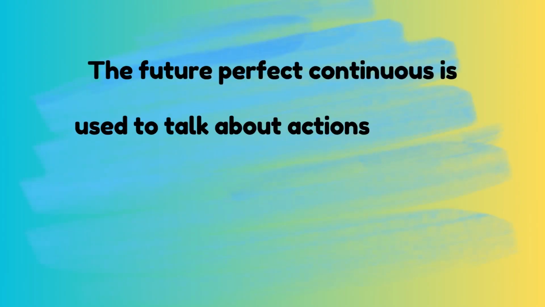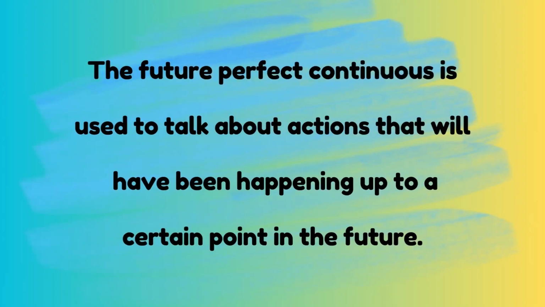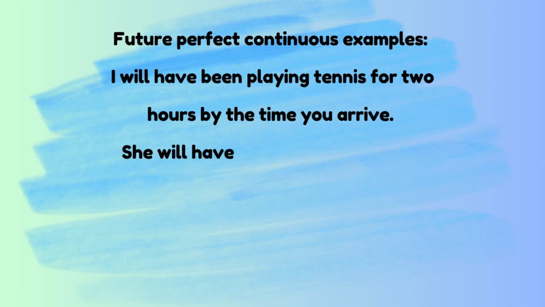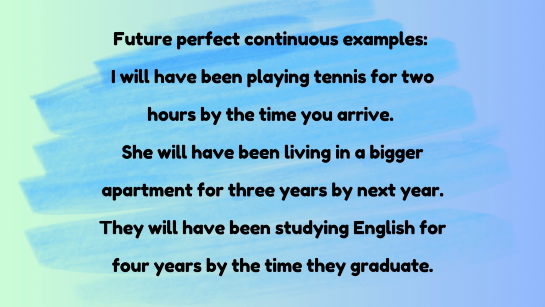The future perfect continuous is used to talk about actions that will have been happening up to a certain point in the future. Future perfect continuous examples: I will have been playing tennis for 2 hours by the time you arrive. She will have been living in a bigger apartment for 3 years by next year.